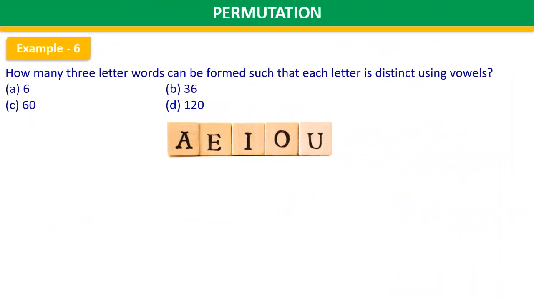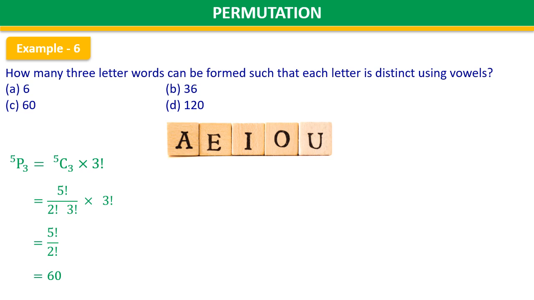Example number 6. How many 3-letter words can be formed such that each letter is distinct using vowels? Well, there are 5 vowels and I want to form a 3-letter word. So out of the 5 letters, I have to select any 3 letters and arrange them. So I will apply permutation, which is 5P3 equal to 5C3 into 3 factorial. And after solving this, the answer comes out to be 60 words.